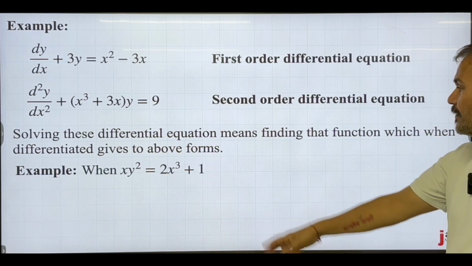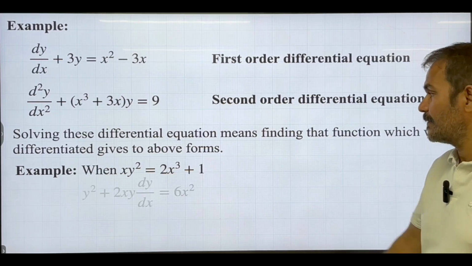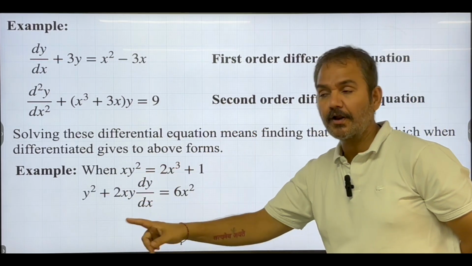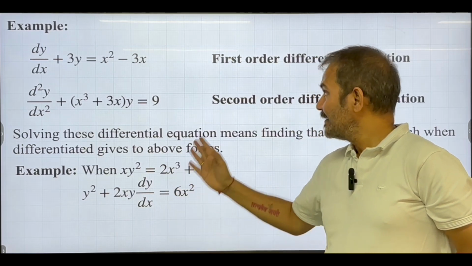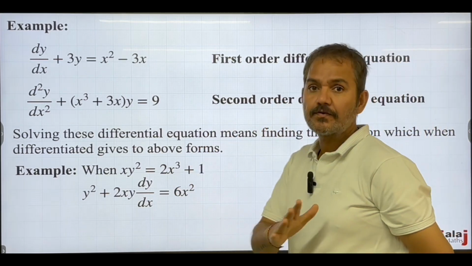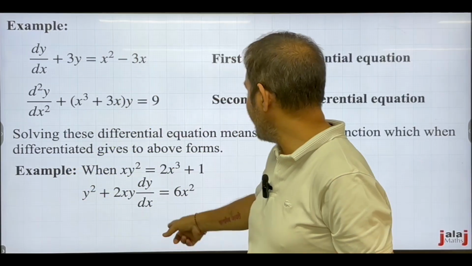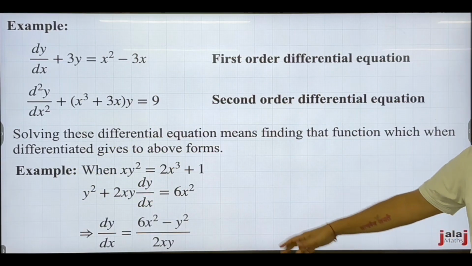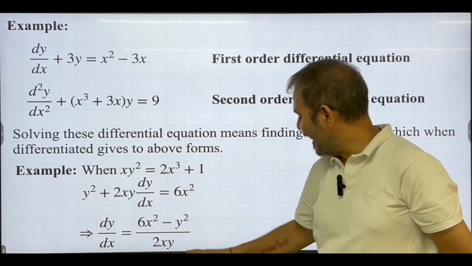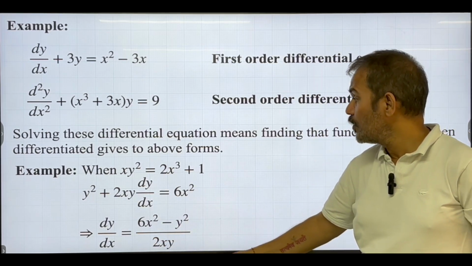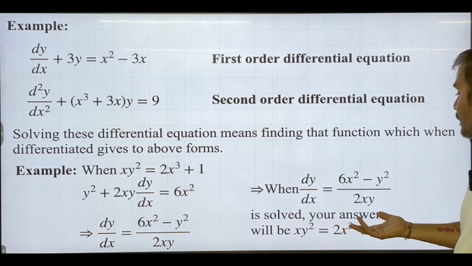Another example is when you have xy squared = 2y cubed plus 1. You differentiate this using the product rule, and this is what you get. So this is also a differential equation. In a differential equation, it is not necessary that dy/dx is the subject of the formula. It can be seen anywhere. So you can write dy/dx = (6x squared minus y squared) over 2xy, or you may just leave it like this. This is also a differential equation, right?